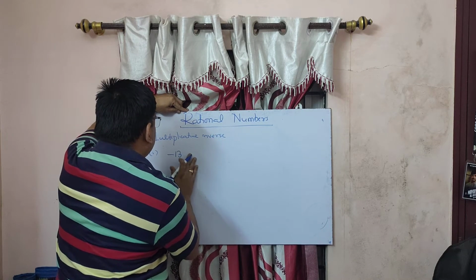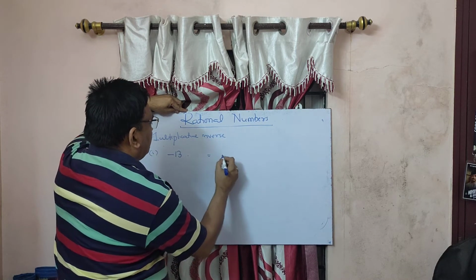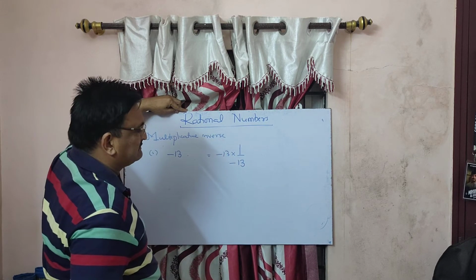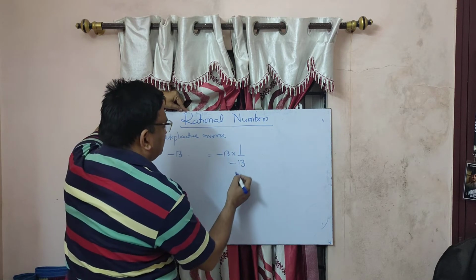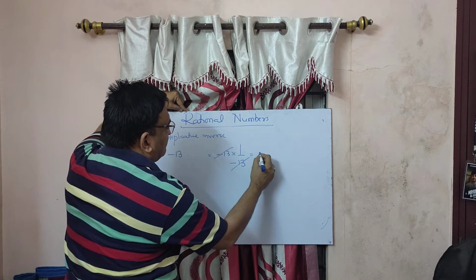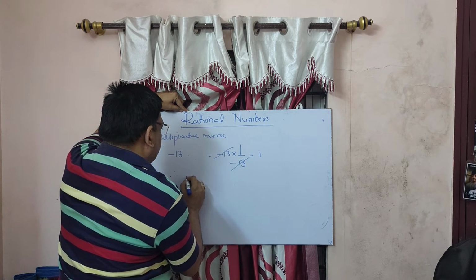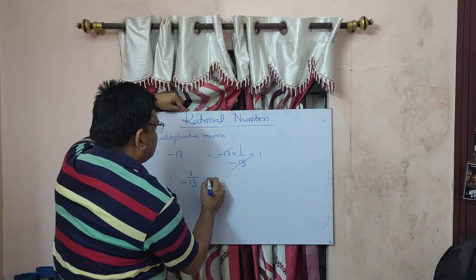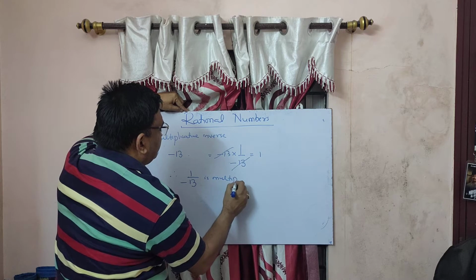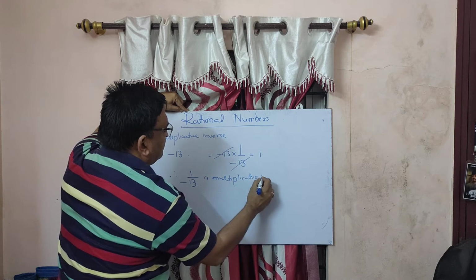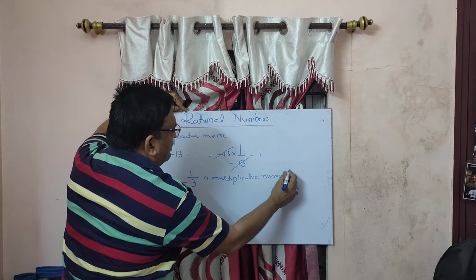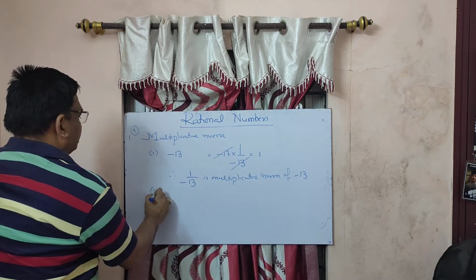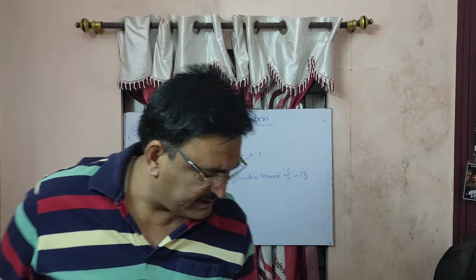So minus 13. Therefore, minus 13 into 1 upon minus 13. See, minus 13 cancels, what remains? 1. Therefore, 1 upon minus 13 is the multiplicative inverse of minus 13. In the same way, you would write the remaining.